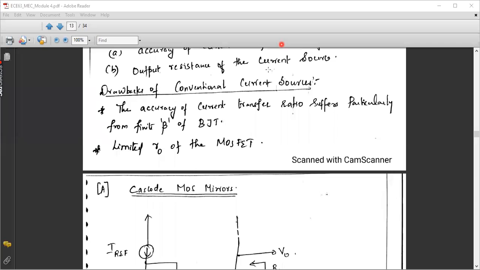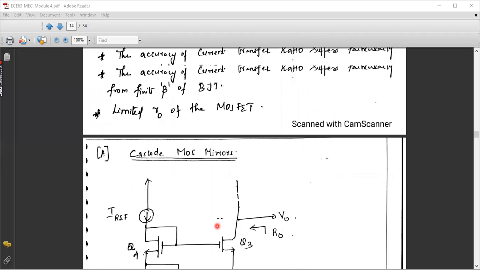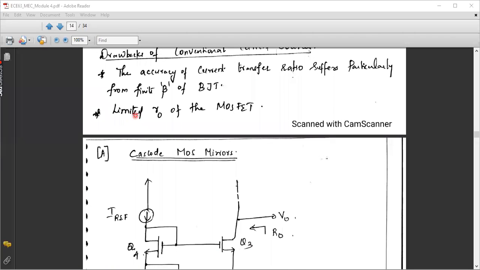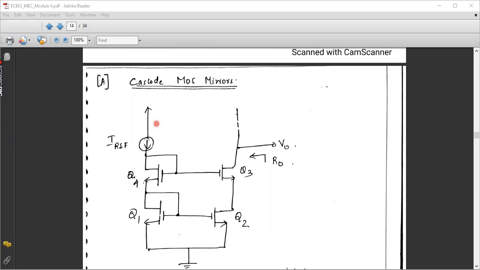So what I have done is I have removed the BJT. Instead of them, I have connected MOSFETs. But if you are using MOSFET, the drawback is the limited output resistance, which cannot be tolerated. So you need to enhance the output resistance of the current mirror circuit. For that, what I have done is I have gone for a cascode configuration.